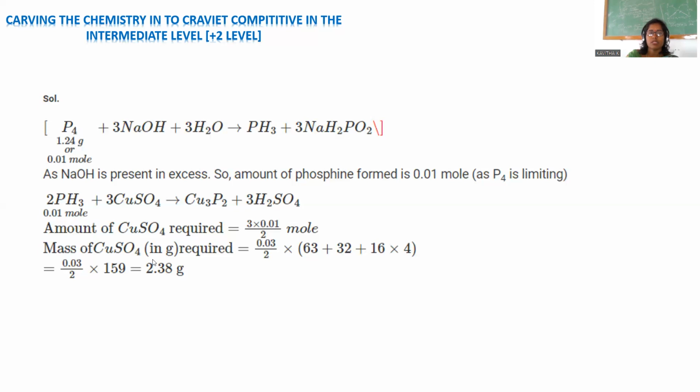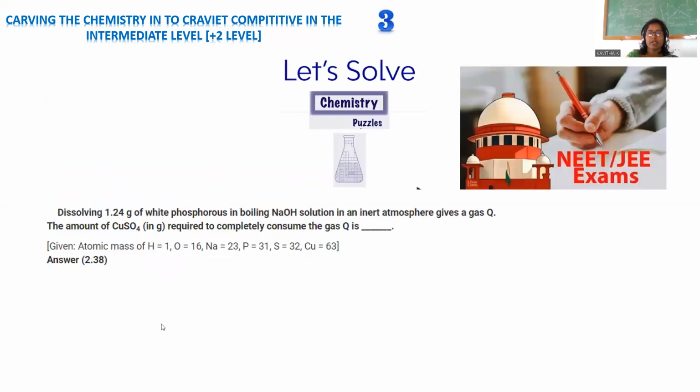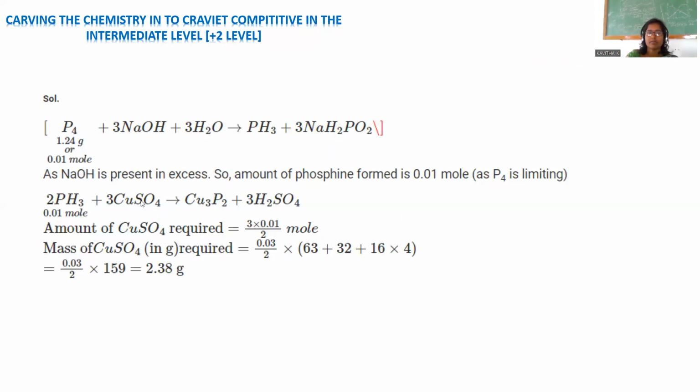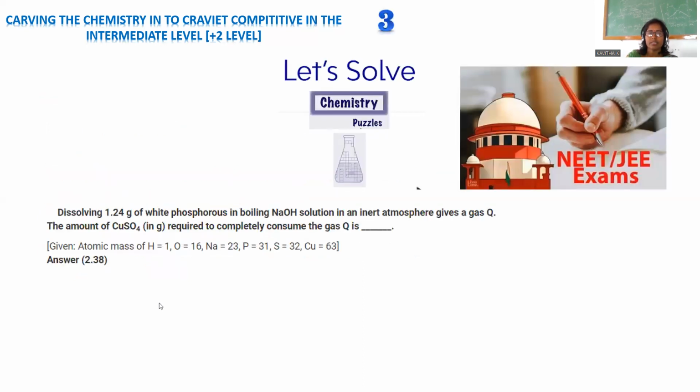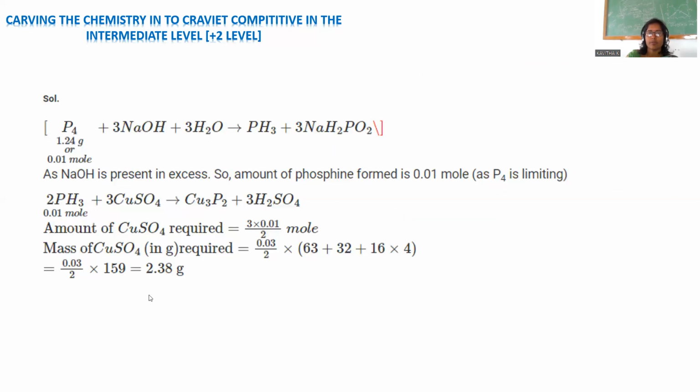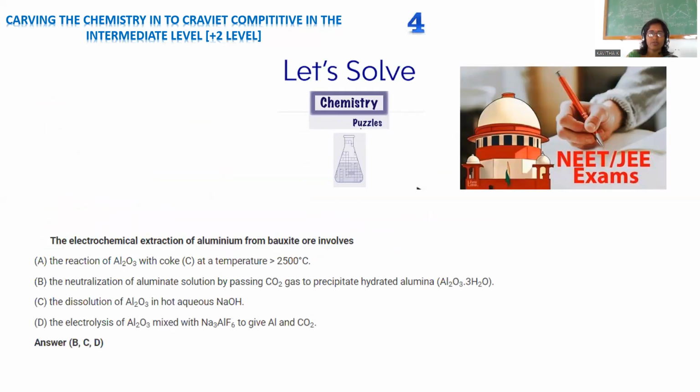It is the number of moles to mass calculation, and the conversion factor we can put over here. Finally, we get 2.38 grams of copper sulfate required in order to absorb the phosphine formed in reaction number 1. So the weight required will be 2.38 grams. This is the way to solve problem number 3. Let's go with problem number 4.